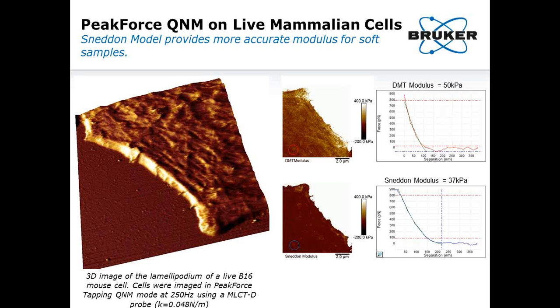If we look at a single force curve taken in the location indicated by the red and blue circles, we see that the Sneddon model fits the curve much better than the DMT model, with the DMT giving us an overestimation of the resulting modulus at 50 versus 37 kilopascal. This is why the Sneddon model is preferred for these types of soft samples and is now included in PeakForce QNM.